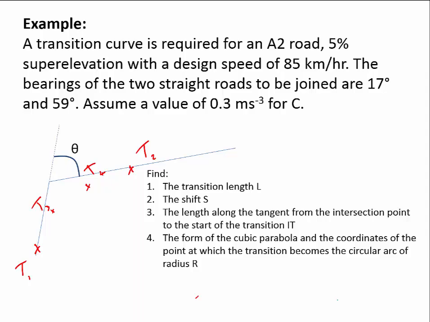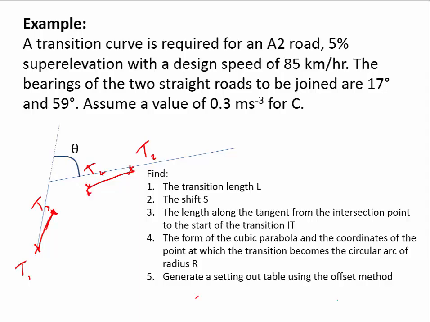We need to work out the equation of the line that dictates that spiral, that cubic parabola, and the coordinates of the point at which the transition becomes a circular arc of the radius R. It should be these points here.